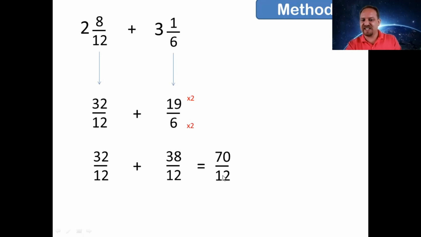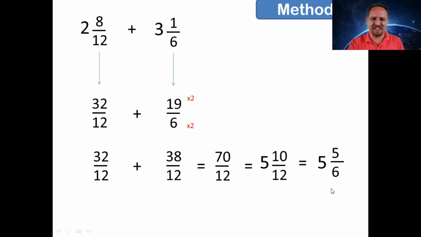Now we have 70 over 12. Our last step is to simplify. 70 divided by 12 equals 5, remainder of 10. Again, we simplify to 5 and 5 over 6. Okay, good. Subtracting fractions.